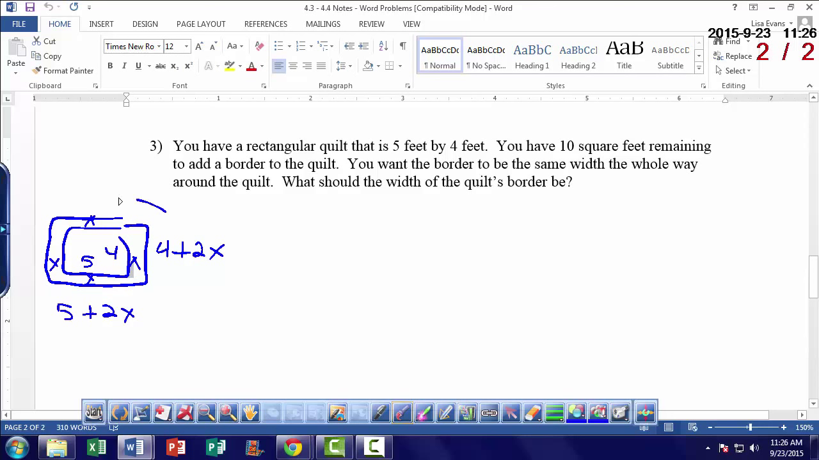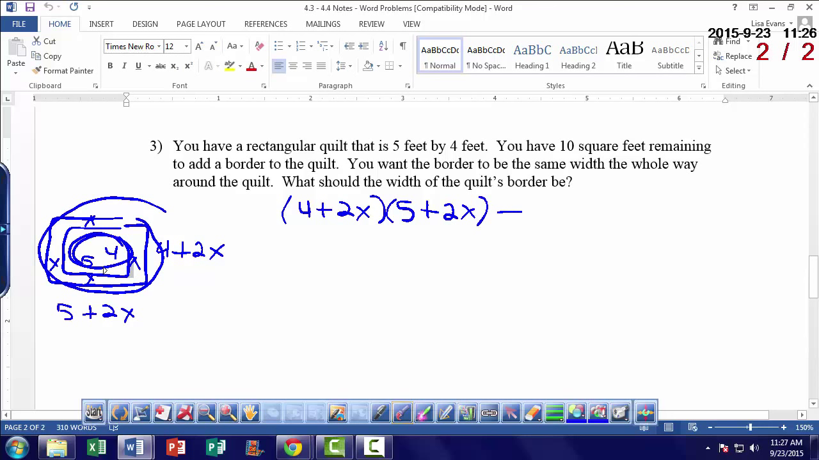We're going to take the area of the whole quilt. So that would be 4 plus 2x times 5 plus 2x. We're going to subtract out the area of the middle. The area of the middle is 5 times 4. We know that if we take the area of the whole thing and we subtract out the area of the middle, we'll be left with the area of the border. We know what the area of the border is. You were given it. We have 10 square feet to use.